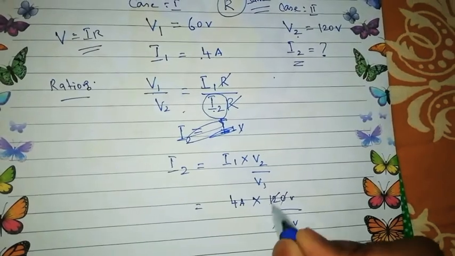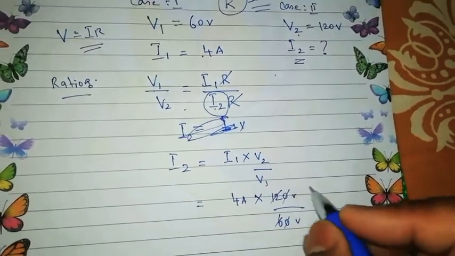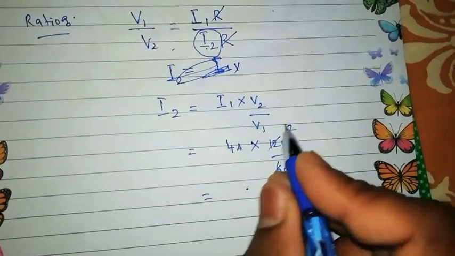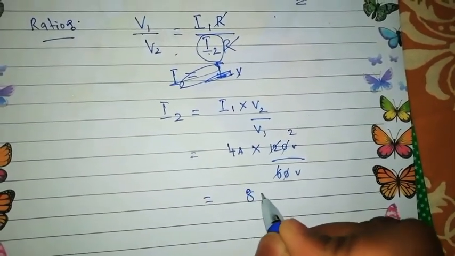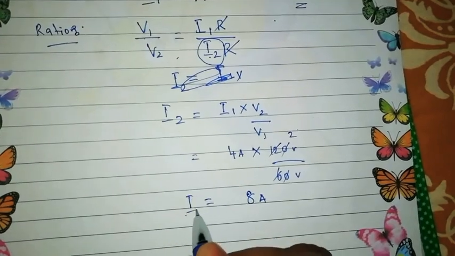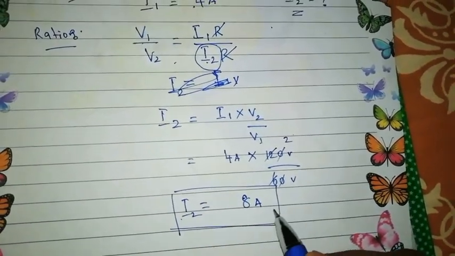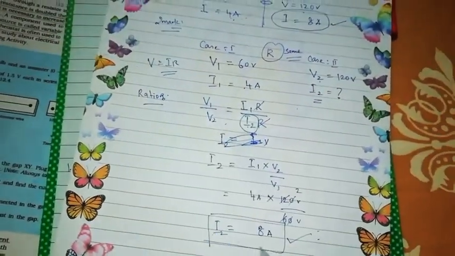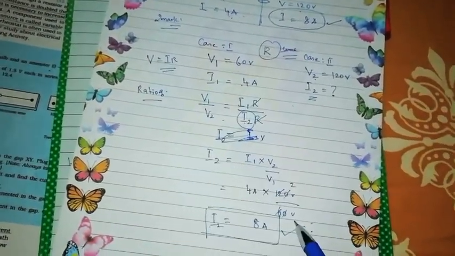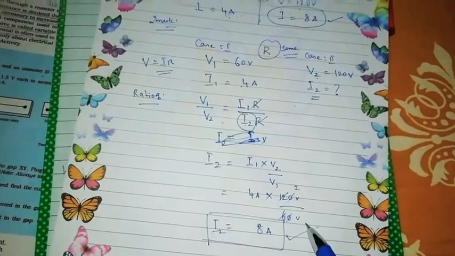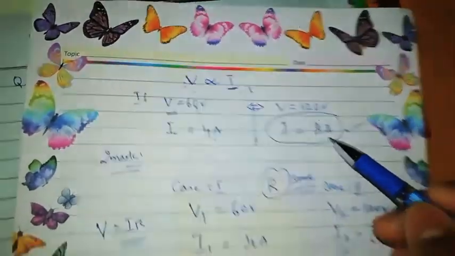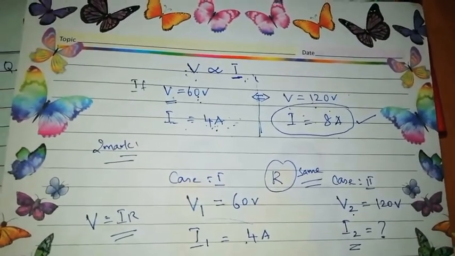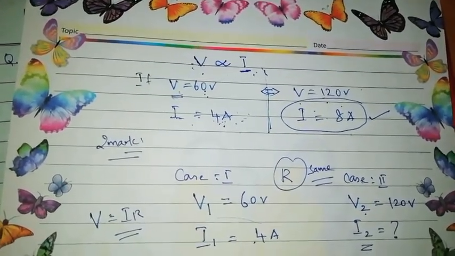We know that 6 2s are 12. So it comes as 4 into 2, which is 8 amp. So I2 is 8 amp. Finally we got the same answer. If it is asked in a 2-mark question, you have to derive it with the help of a formula. If it is asked in a 1-mark question, you can just use your mind to think and give the answer properly. Clear?